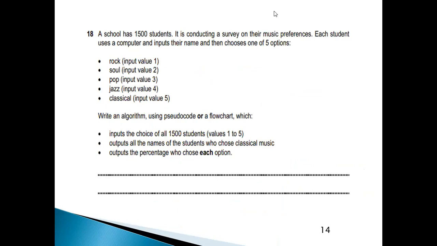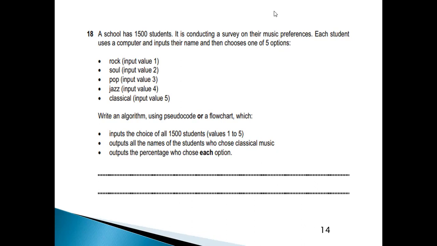A school has 1,500 students. It is conducting a survey on their music preferences. Each student uses a computer and inputs their name and chooses one of five options: rock, soul, pop, jazz, classical. Write an algorithm using pseudocode or flowchart which inputs the choices of all students, values 1 to 5, outputs all the names of the students who chose classical music, outputs percentages who chose each option.